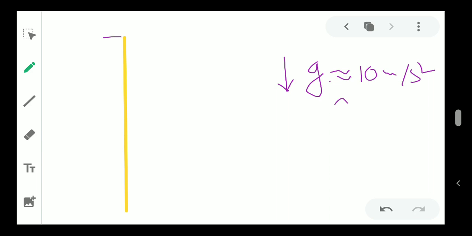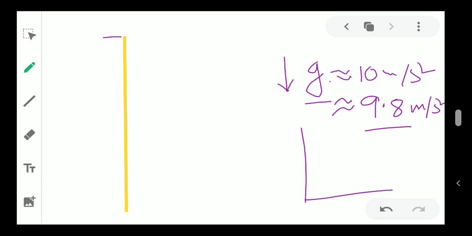But if you talk about a more general value, whatever we are using is 9.8 meters per second squared. Now, because of g, and as you can see that g has a constant value, my graph for velocity versus t will always be linear.